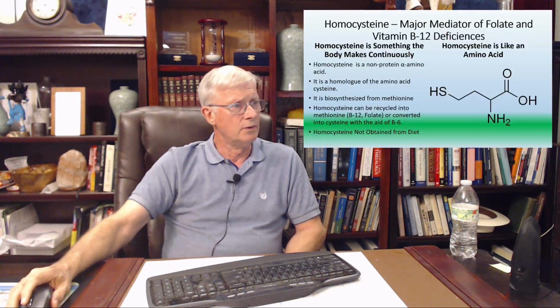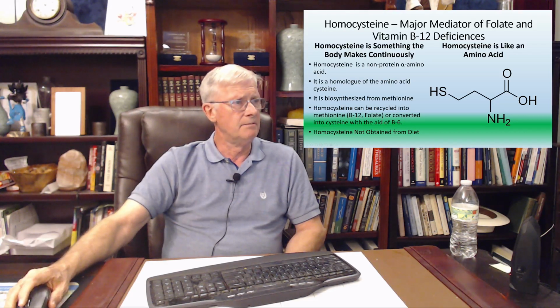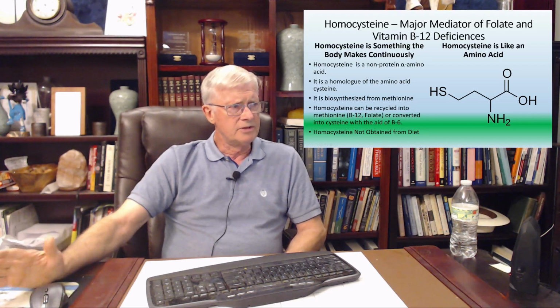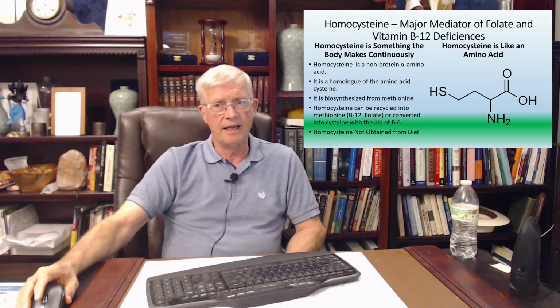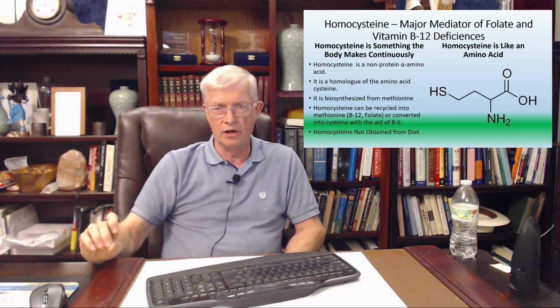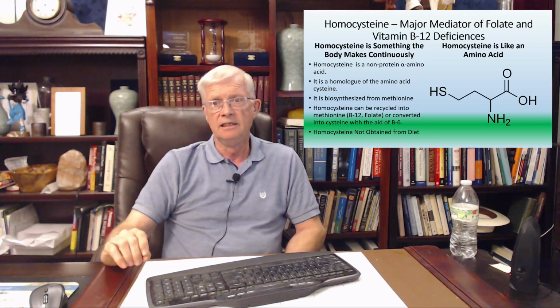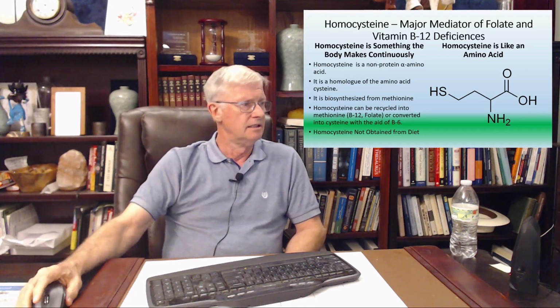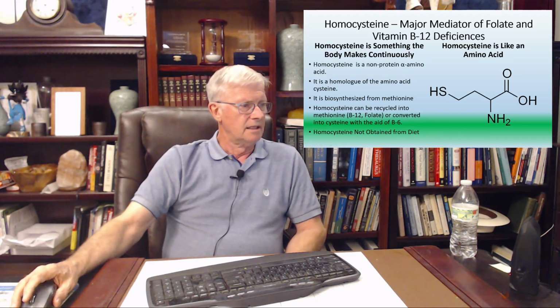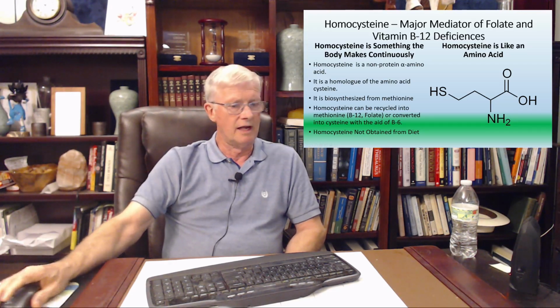Well, back to this one, we know that homocysteine is a major mediator of folate and vitamin B12 deficiency symptoms. Homocysteine is something the body continuously makes because it's going through that cycle all the time. But normally we recycle the homocysteine. It goes back to methionine, and then it's adenosylmethionine. But it only accumulates when this cycle isn't working right.